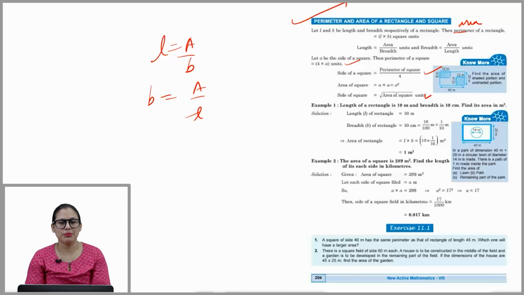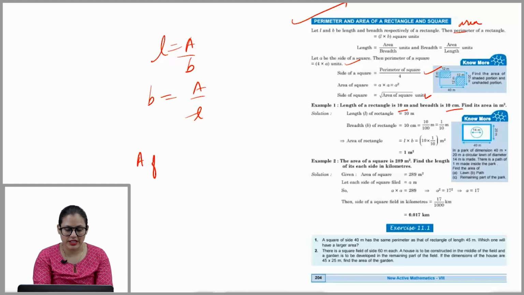Let's do example 1. Length of a rectangle is given, which is 10 meter, and breadth is also 10 meter. We have to find its area in meter square. So area of a rectangle is length into breadth, 10.